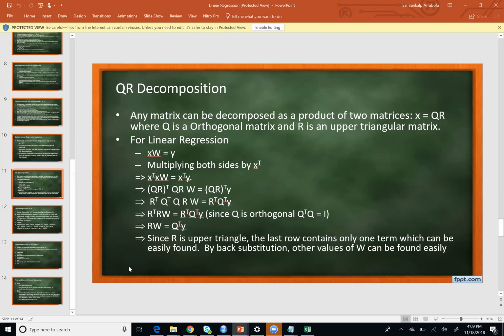Are you guys following what QR decomposition is and why we are doing QR decomposition? Why not gradient descent?